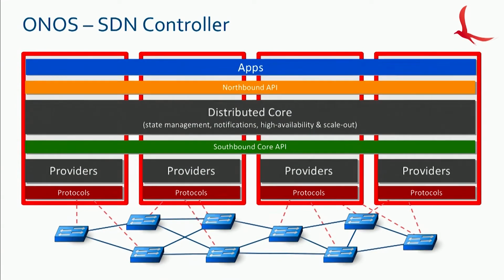ONOS is a distributed system. It's an active-active controller, if you will. There is a distributed core at its heart where you have high availability, scale out, and high performance. We also provide a number of core abstractions to make it simple to write applications that are not device or even southbound specific. And then we also have a great deal of modularity, so you can extend various core subsystems. You can add applications to the platform and new southbounds without having to rewrite everything.